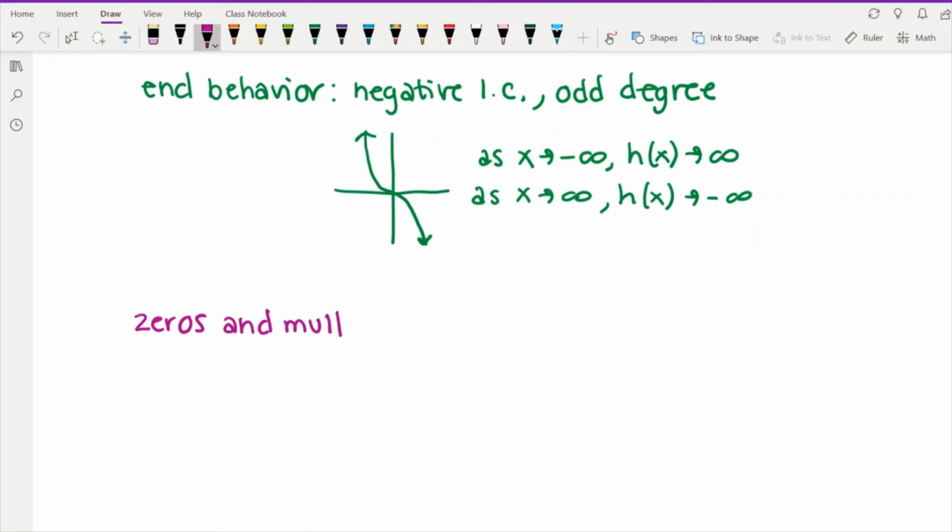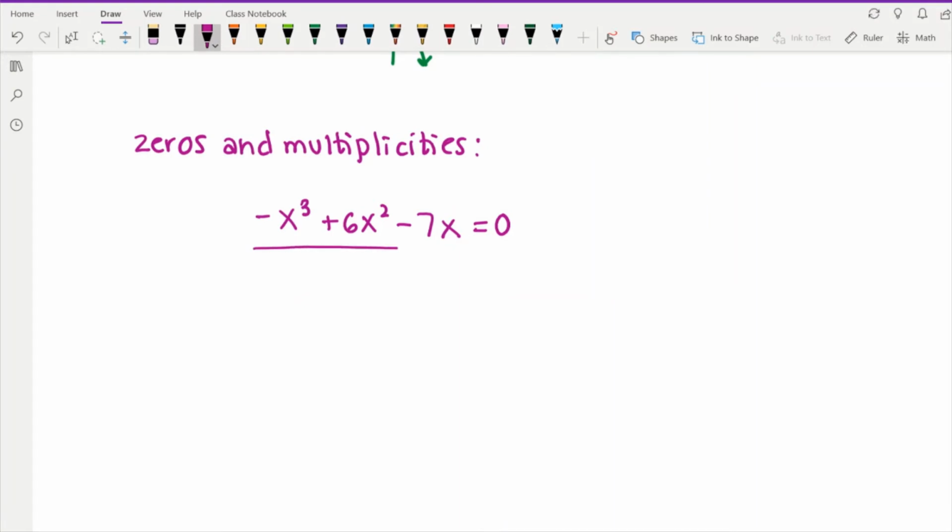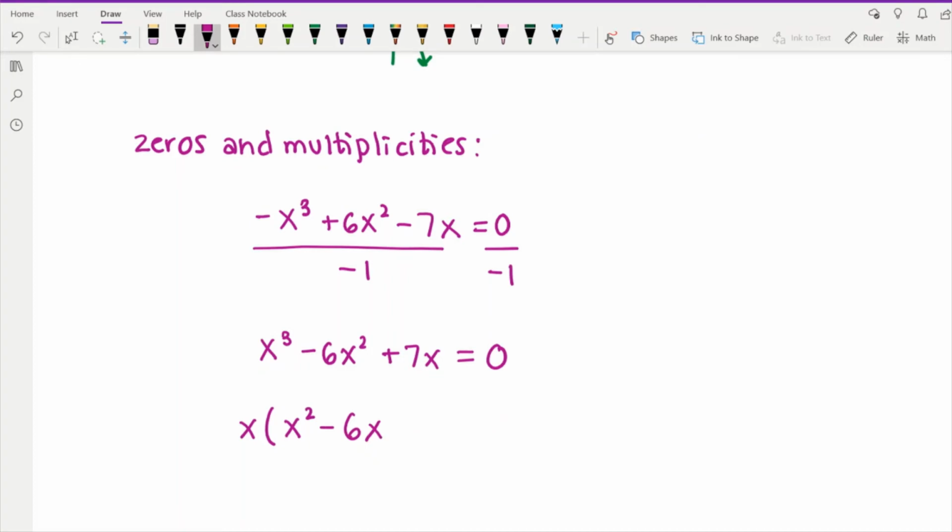So for the zeros and their multiplicities, we want to take our function and set it equal to 0. So in this case, that's negative x cubed plus 6x squared minus 7x is equal to 0. So let's start by dividing both sides by -1 in order to give ourselves something a little easier to work with. So we end up with x cubed minus 6x squared plus 7x is equal to 0. So what can we factor from all of these? We can factor out an x. So we have x times x squared minus 6x plus 7.